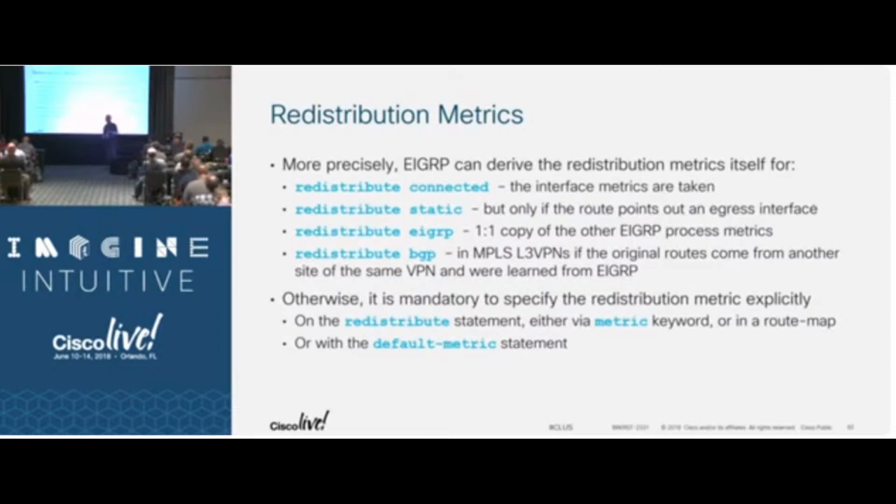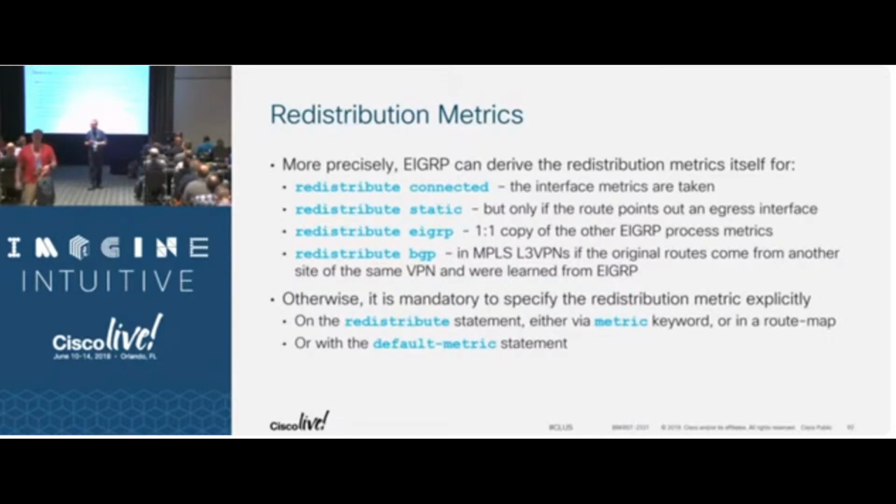If you redistribute connected networks, EIGRP will grab that interface and its metric. If you have static routes that point out physical interfaces, not through next hops, just through interfaces, and redistribute them, again, EIGRP is going to grab the metric of the outgoing interface and put it as the metric of the redistributed static route.